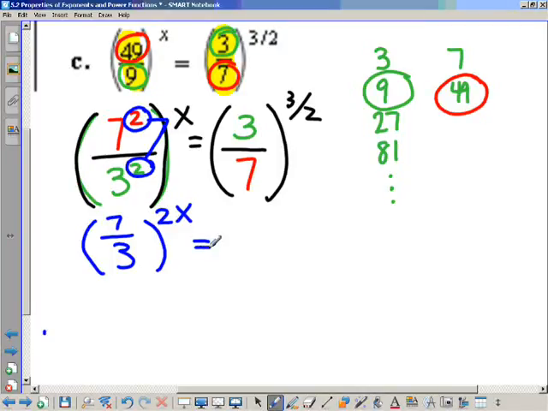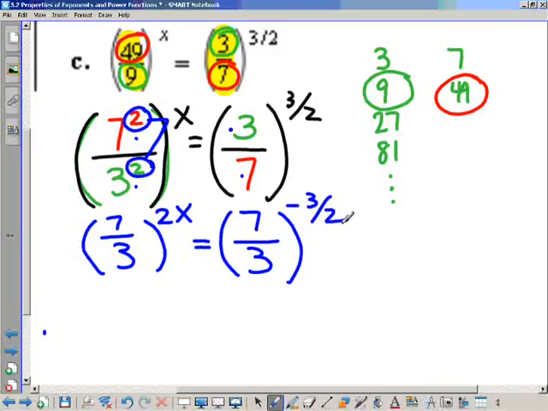On the right side, I wish this 3 over 7 was flipped upside down. I want the 7 on top and the 3 on the bottom so that red would match with red and green would match with green. To get that 3 over 7 to become 7 over 3, it's very easy. You just make its exponent negative, and that'll get it to flip.